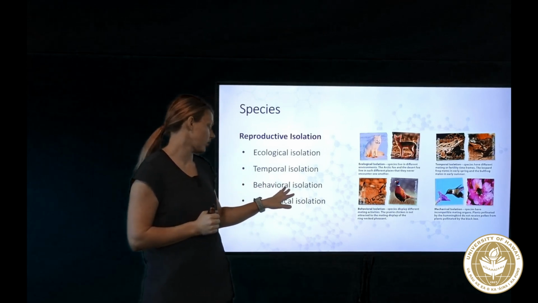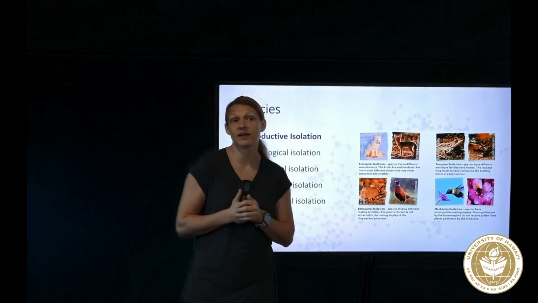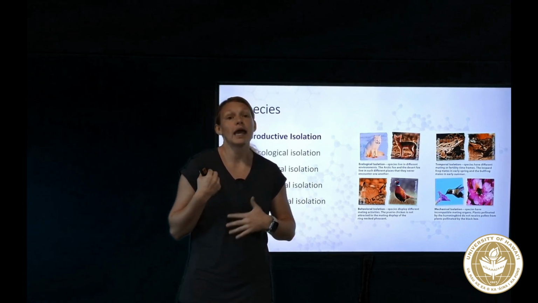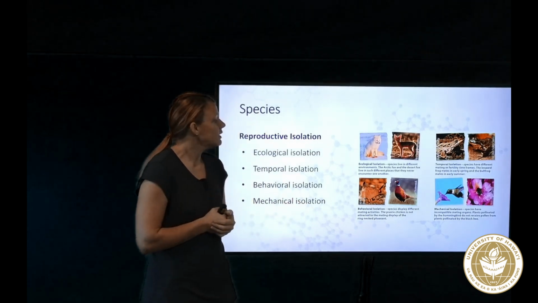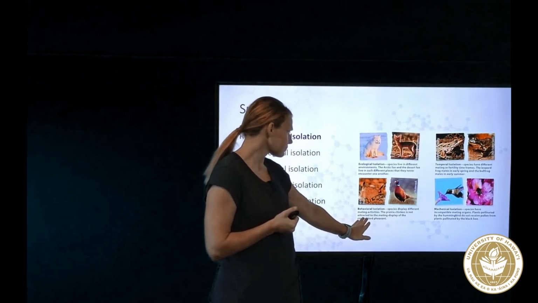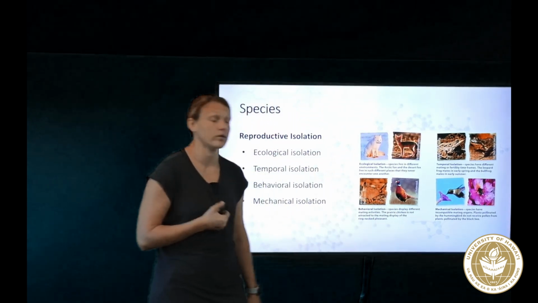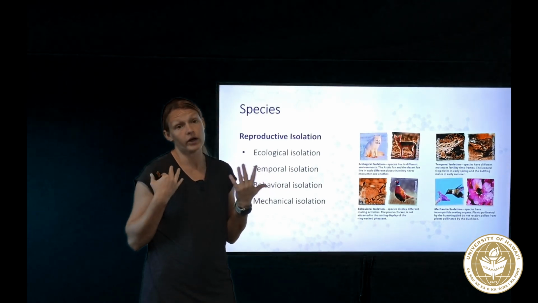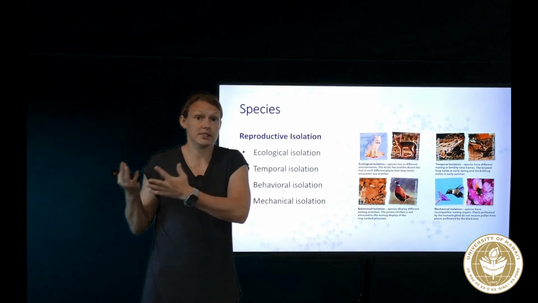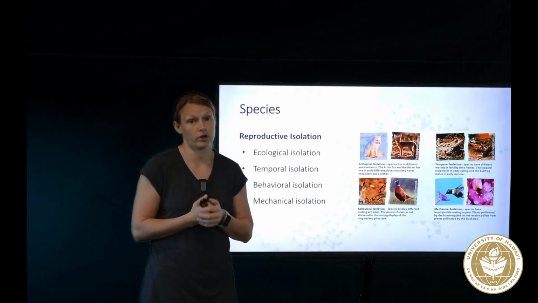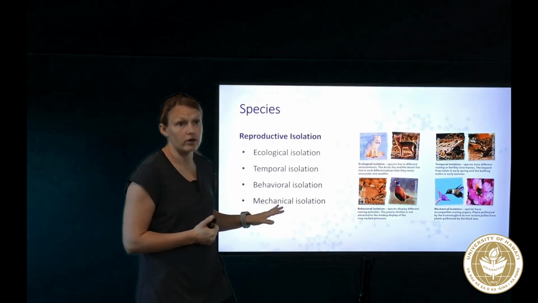Next, we have behavioral isolation. In behavioral isolation, we're seeing that different mating activities occur, and the organisms are not attracted to the different mating displays. The example given here is the prairie chicken is not attracted to the mating display of ringneck pheasants. So they're not going to mate with one another. That mating display is done to attract mates, and if the organism isn't attracted to that, you're not going to have mating occur.